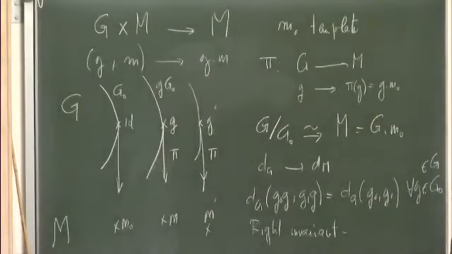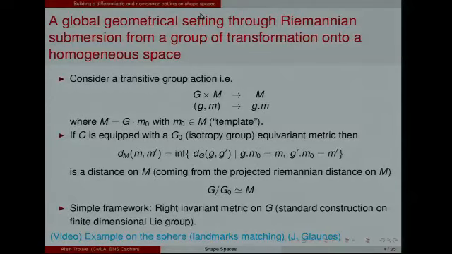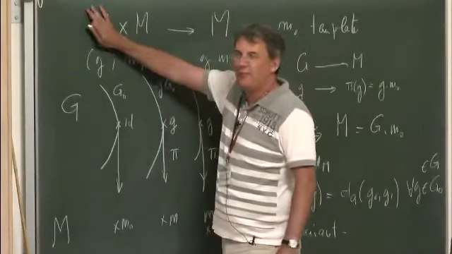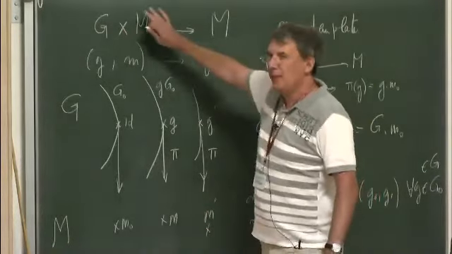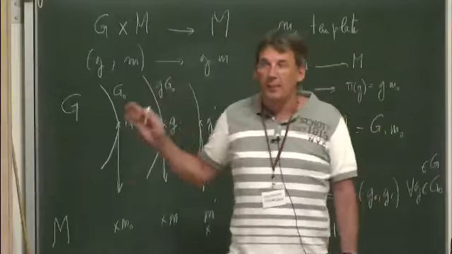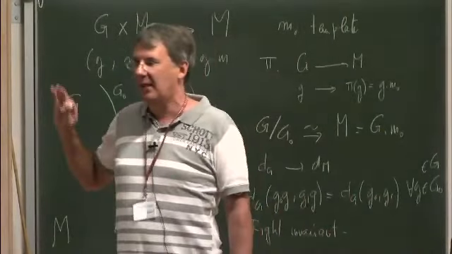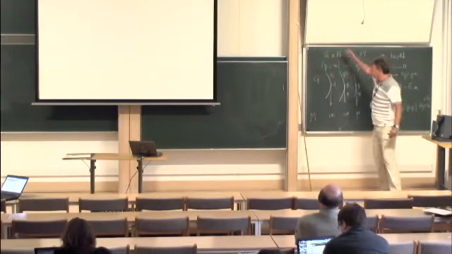Could you just briefly tell us in the applications what is M, what is G? G in this application will be the group of diffeomorphisms. M can be a set of landmarks. M can be an image. M can be, we'll see, a current. M can be a lot of different things. And this is important: we have a lot of different possibilities for M.